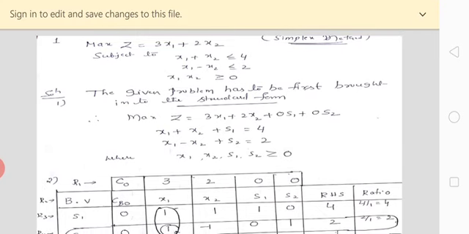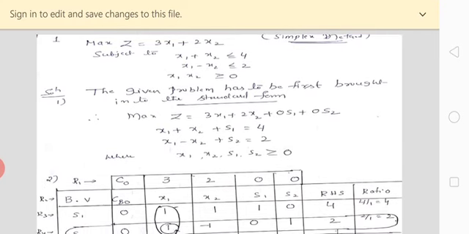Now whenever you have a less than or equal to sign, I told you that you are supposed to use a slack variable. A slack variable is nothing but the positive value that we need to add to the left hand side of the constraint in order to convert your less than or equal to sign into an equality sign. That's why you see here x1 plus x2 plus s1 is equal to 4 now.